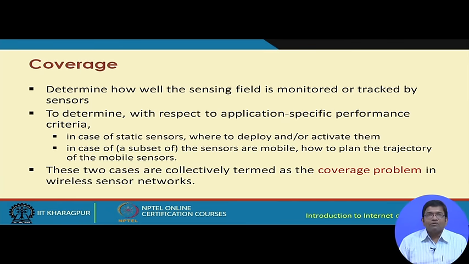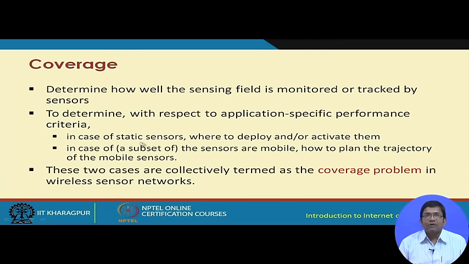So the problem of coverage once again ensures how well the sensing field is monitored or tracked by the different sensors, and to determine that with respect to certain application specific performance criteria. In the case of static sensors, where to deploy and or activate them, and in case of mobile sensors, how to plan the trajectory of the sensors. So these two cases are collectively termed as the coverage problem in wireless sensor networks.